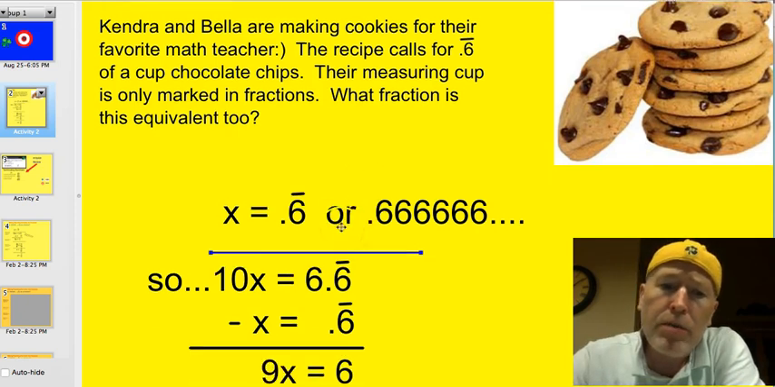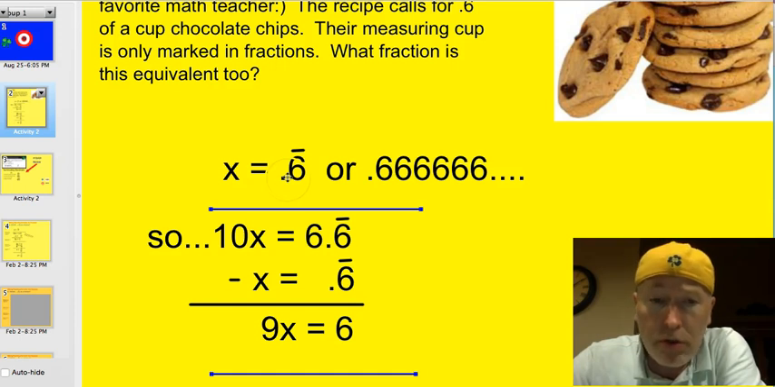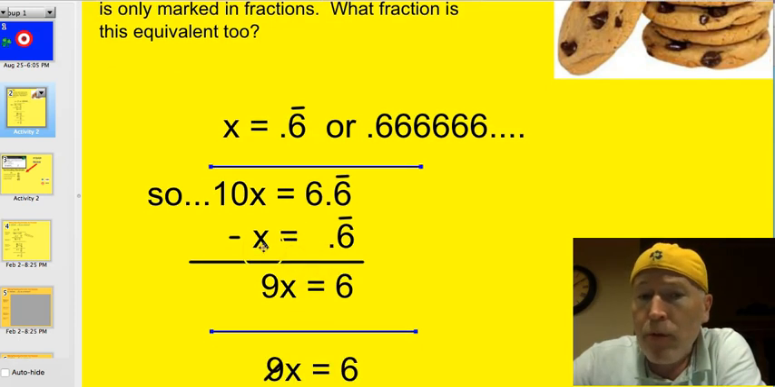So what you do is you say that x is equal to 0.6 repeating, or 0.66666. And if that is true, then we can multiply both sides by 10. And so we can also say that 10x is equal to 6.6 repeating, just moving that decimal one spot. After we have 10x, we can subtract 1x. And if we subtract 1x from this, we're going to get rid of all of those repeating 6's, and we're going to be left with just 6 here.